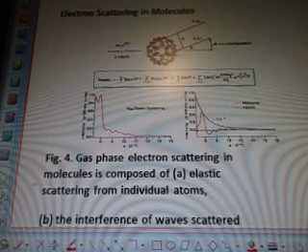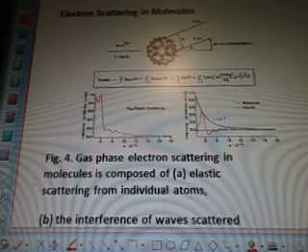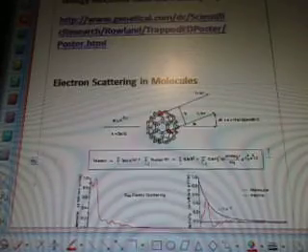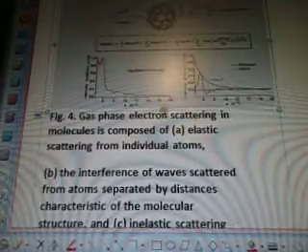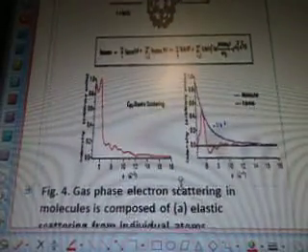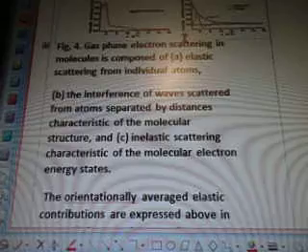Electron scattering in molecules. This is a gas phase. Electron scattering in molecules is composed of A, an elastic scattering from individual atoms. I don't think you can see that too well. It's kind of small. Let's see if we can make it a little bit bigger. It just goes blurry, so that ain't gonna work.